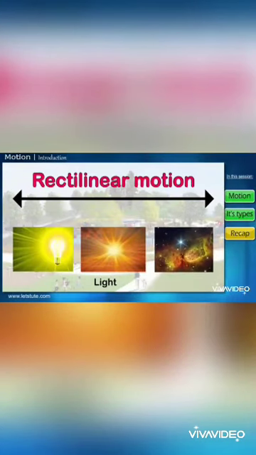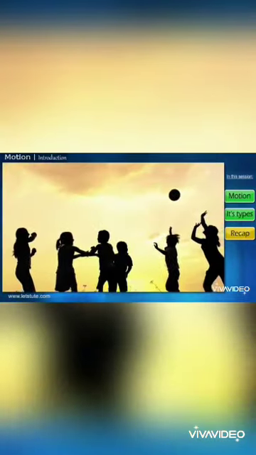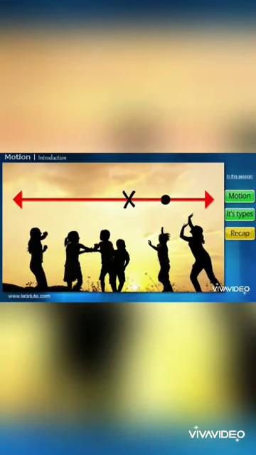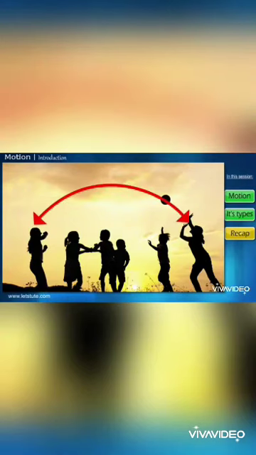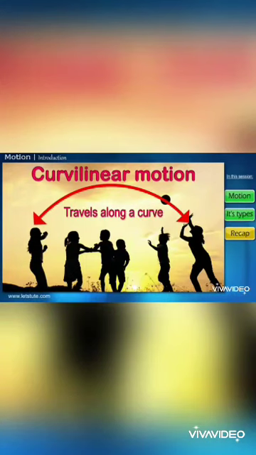Example, light from the bulb, star or solar system always travel along the straight line and hence is a good example of rectilinear motion. Now we see some children are playing with a ball. We can notice that the ball does not travel along the straight line but rather takes a curved path. So this type of motion is called curvilinear motion.